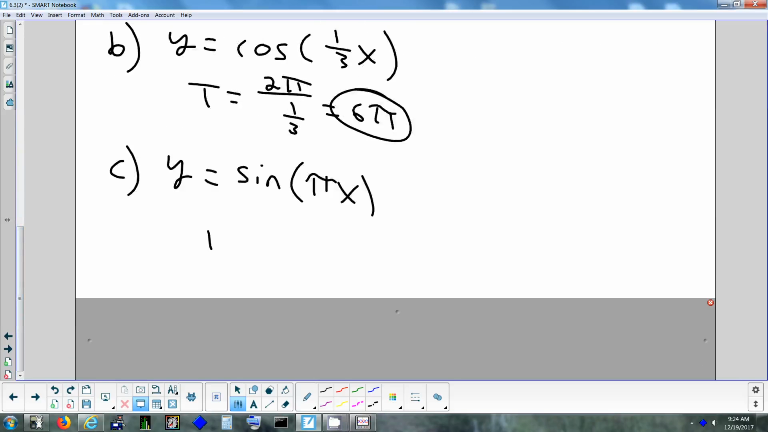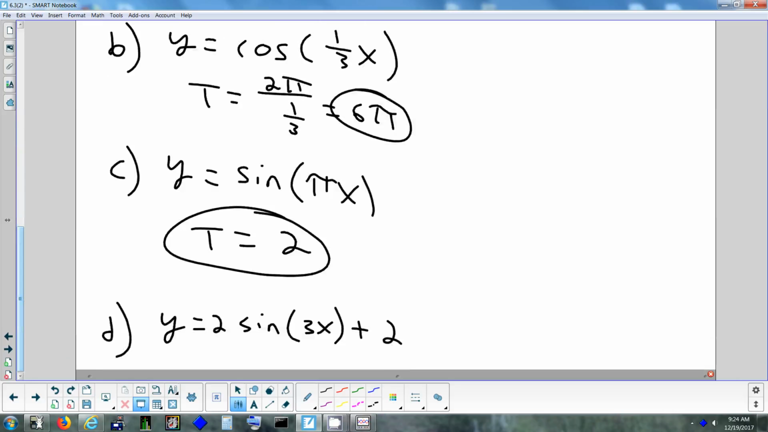Okay, how about here? What's the period of sine pi x? Yep, Rebecca? 2. So this would actually be a very nice one to graph because you could label your tick marks 0, 1, 2 on the x-axis. And from 0 to 2, it's going to do a full cycle.